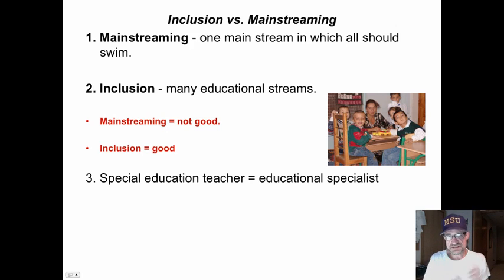Two terms that get confused. They are different. Inclusion versus mainstreaming. Mainstreaming is a bad thing, or not a good thing. It says there is one mainstream in which all the fish should swim. So in mainstreaming, we are preparing the child or helping the child fit this mainstream. We're doing things to the child to make sure he or she fits in this peg, this square peg.